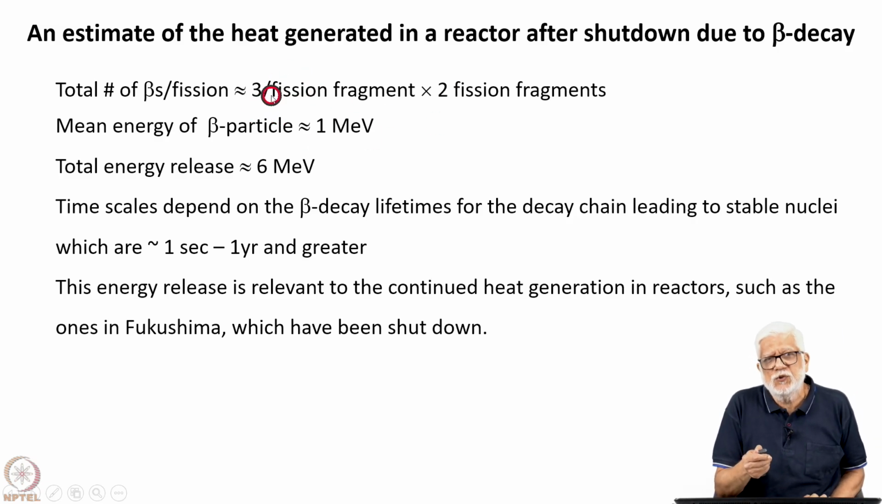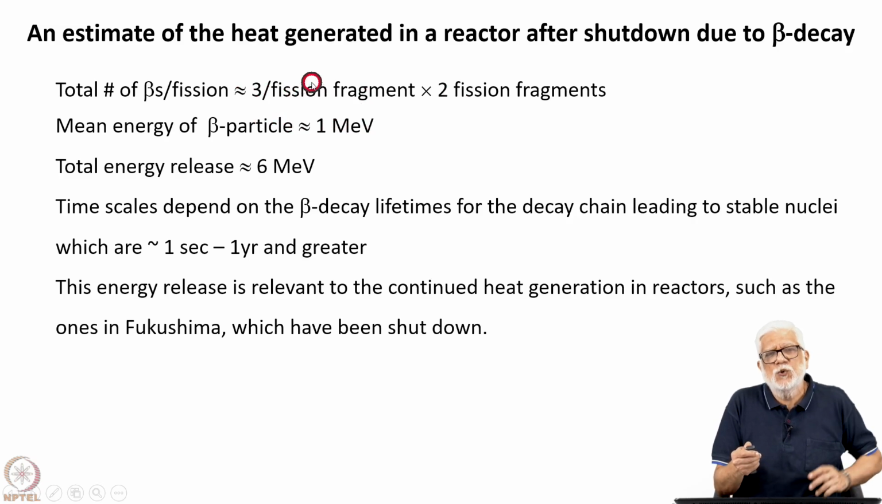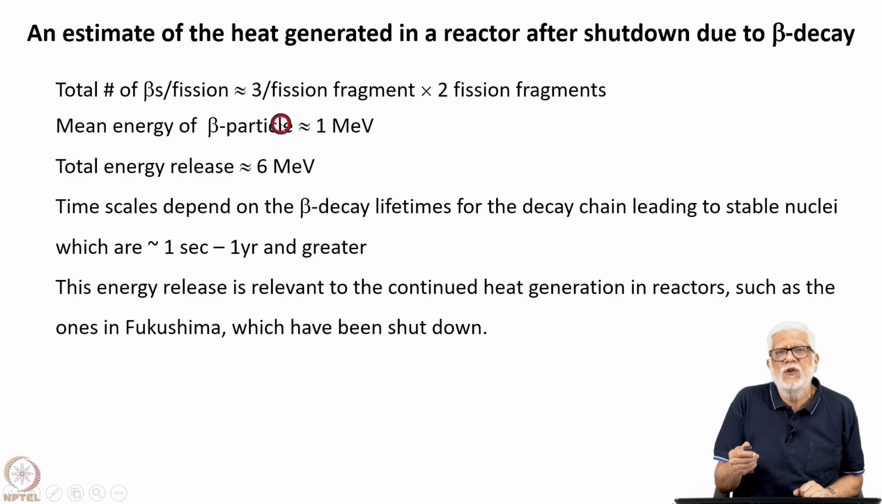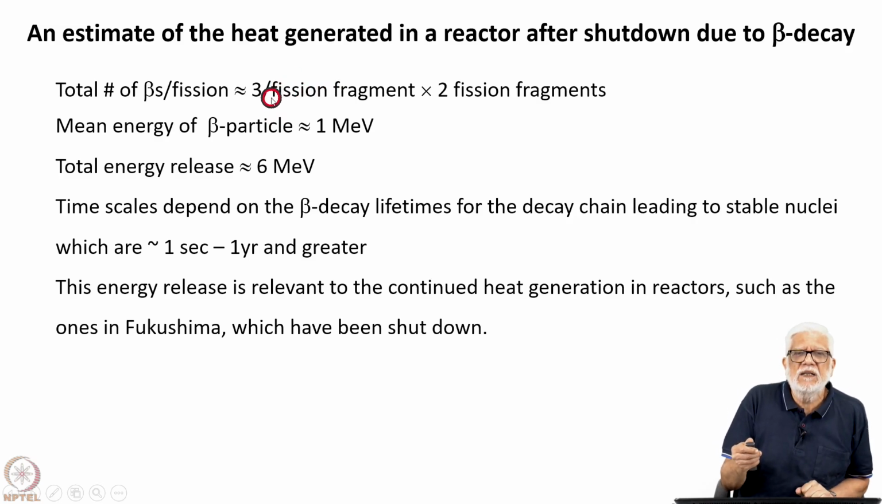Why so many decays? Because the fission fragments are neutron rich, and so when they beta decay, they will come down to the stable nuclei, and then you will get an emission of roughly 3 betas per fission fragment and 2 fission fragments. So you get 6 betas per fission. The mean energy of the beta is of the order of 1 MeV. So the total energy release is about 6 MeV.